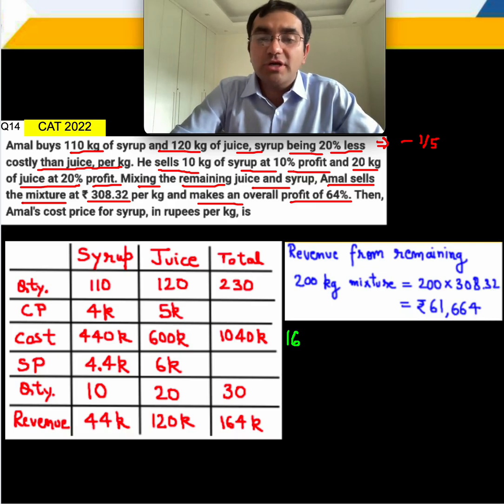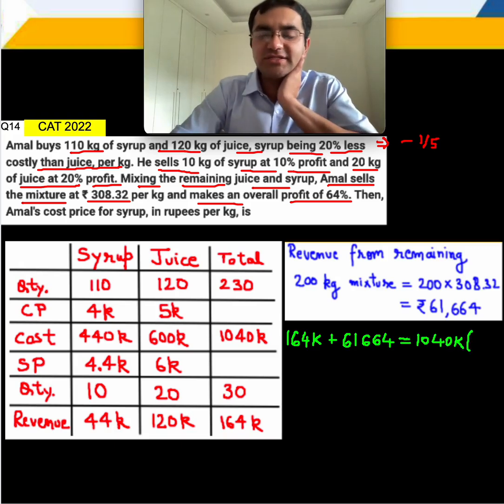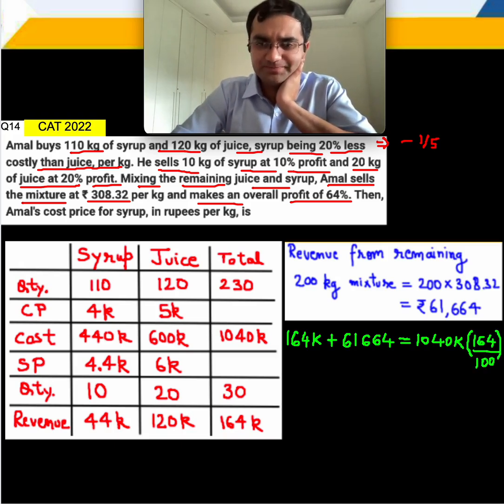So what is your total revenue? 164k plus 61664 is equal to the cost price 1040k. इस पे 64% profit, that's 164%, that's 164 upon 100. Solve for k. ये हो जाएगा 1705.6k.